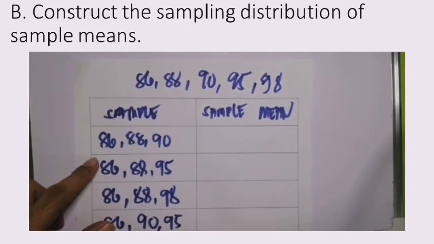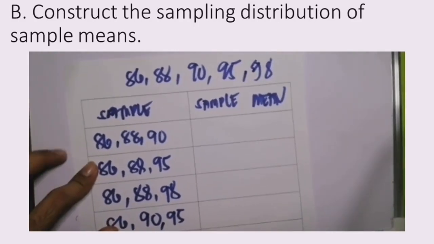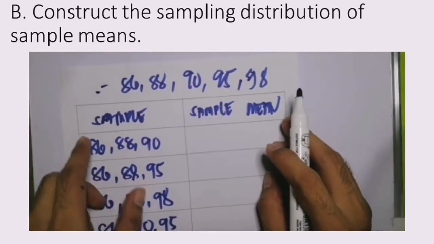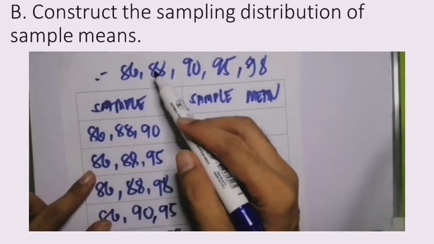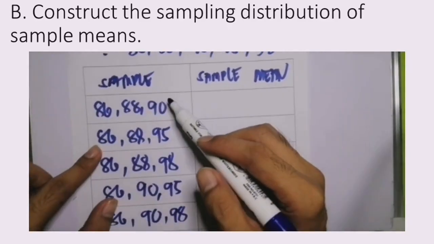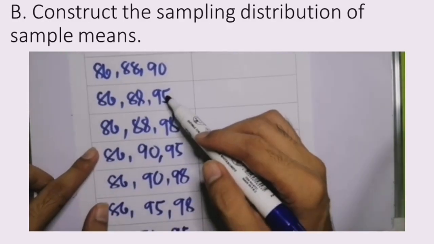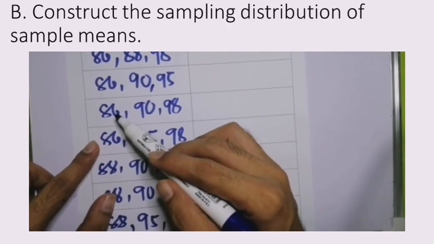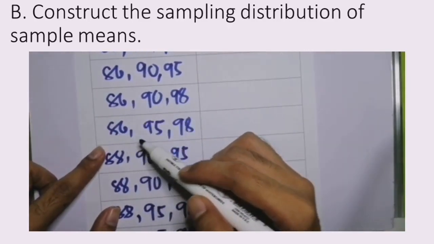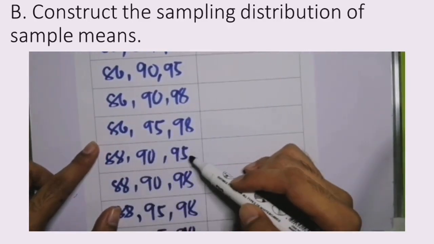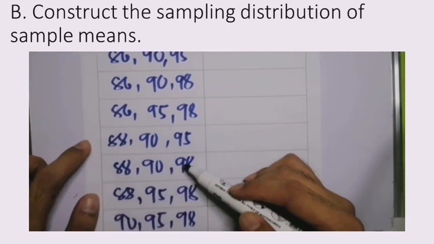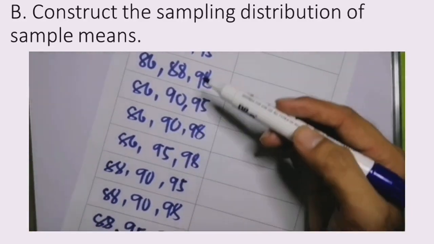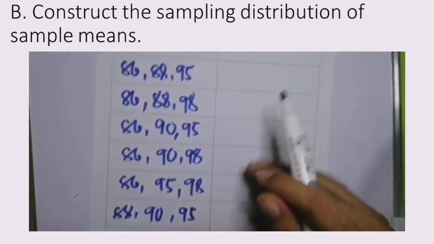Letter B, construct the sampling distribution of the sample means. Since our given sample size is 3, we take them in threes. So we have 86, 88, 90; 86, 88, 95; 86, 88, 98; 86, 90, 95; 86, 90, 98; 86, 95, 98; 88, 90, 95; 88, 90, 98; 88, 95, 98; and 90, 95, 98. Again, that's 10 samples.